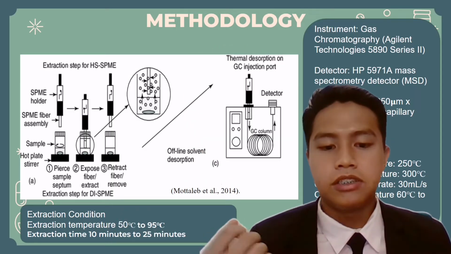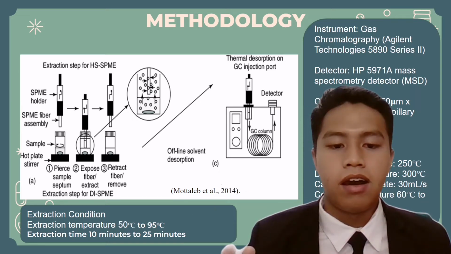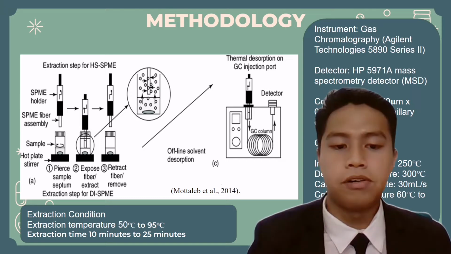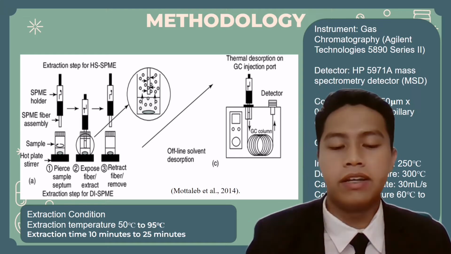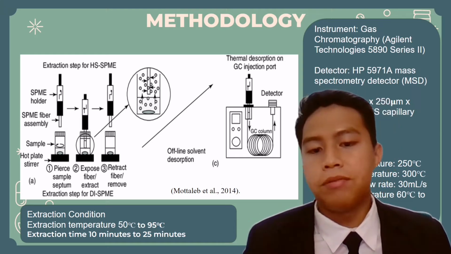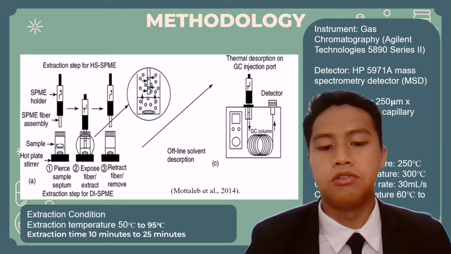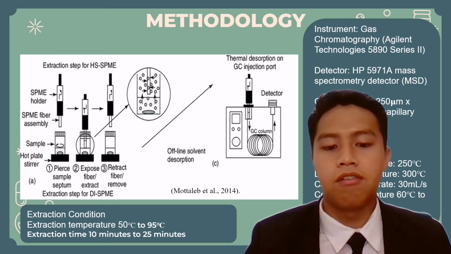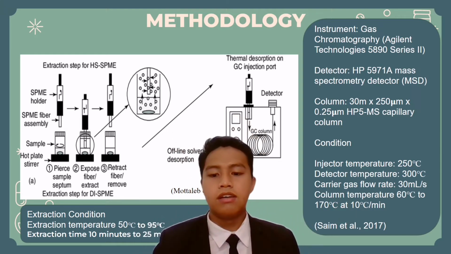In the image, it shows the step-by-step procedure of undergoing extraction, which in my case is water samples. Firstly, pierce the sample septum, then expose the fiber, then retract the fiber, and then we inject the fiber into the injection port of the GC. Our condition is 50 degrees Celsius to 95 degrees Celsius and extraction time of 10 minutes to 25 minutes. On the right part of this slide are the conditions of the GC, which include injector temperature, detector temperature, carrier gas flow rate, and column temperature.